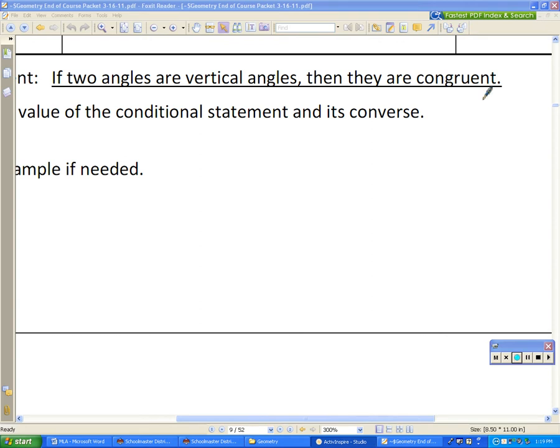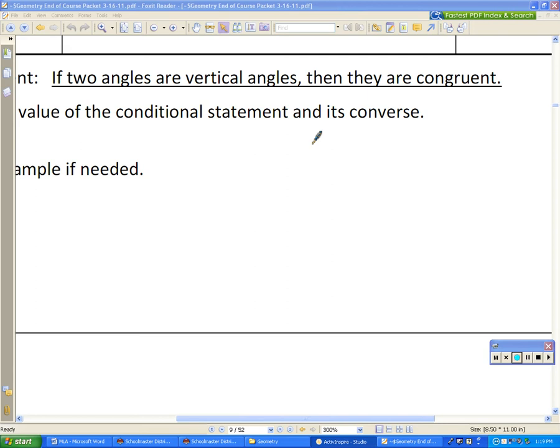Oh, there you go. All right, then it says what's the truth value of the converse, and so what's the converse? Right, if two angles are congruent, then they are vertical. Is that true or false? False. That's false. What would be a counterexample to that? It says write a counterexample if needed. So give me two angles that are congruent, that are not vertical angles.